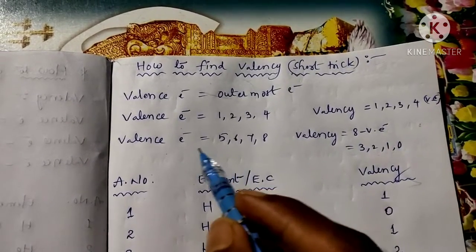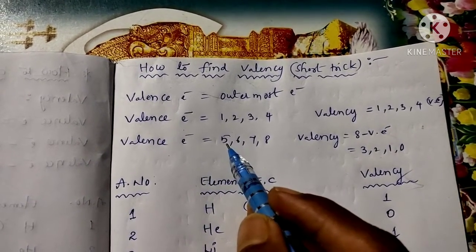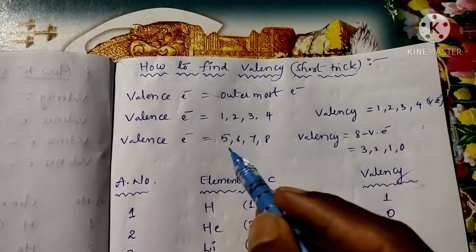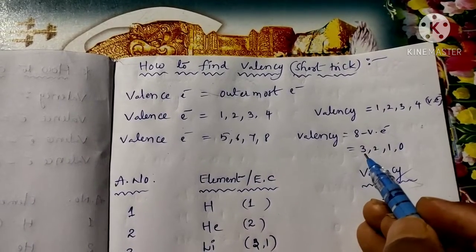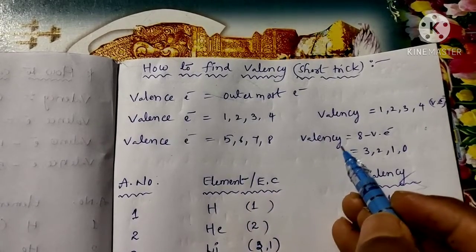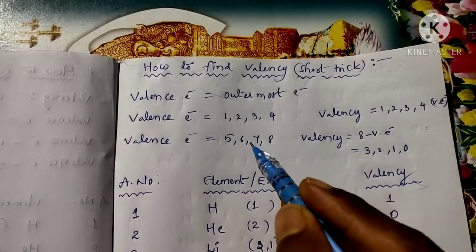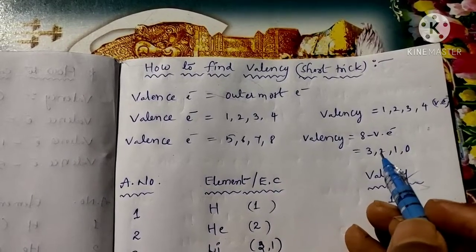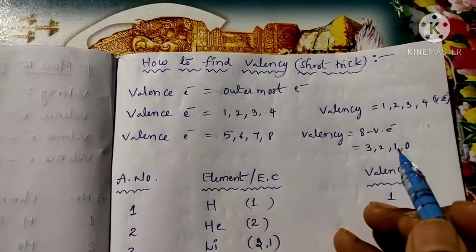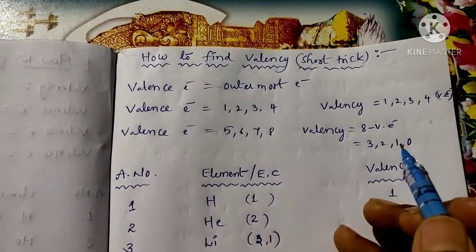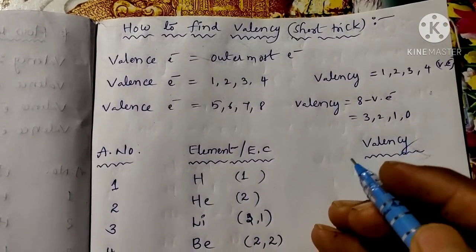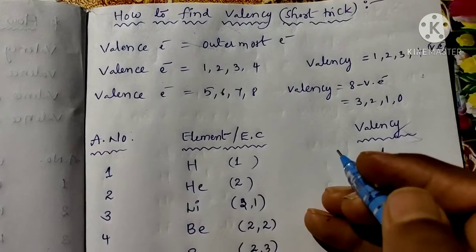For example, if valence electrons are 5 in the outermost shell, then the valency of the element is 8 minus 5, so we get 3. If there are 6 electrons, then valency is 8 minus 6, so we have a valency of 2, like that. So 3, 2, 1, 0. This is the trick to find valency. Let us observe some examples, right?